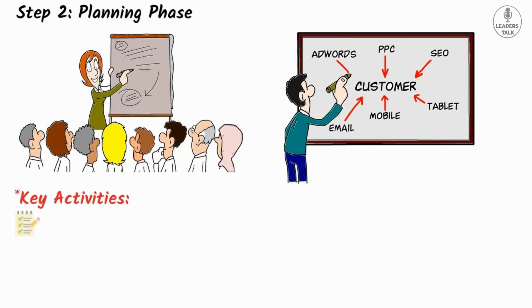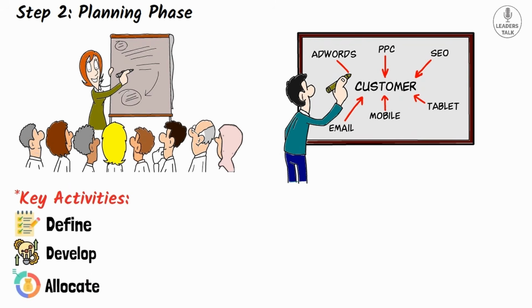Key activities. Define project scope, objectives, and deliverables. Develop a comprehensive project schedule. Allocate resources and budget. Identify potential risks and create a risk management plan. Establish communication and reporting mechanisms.